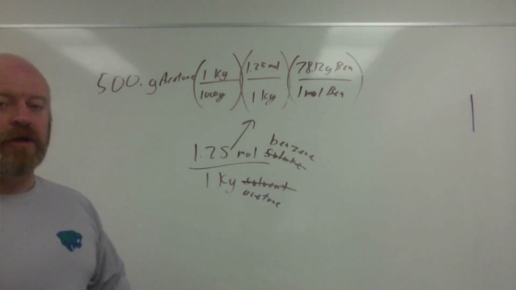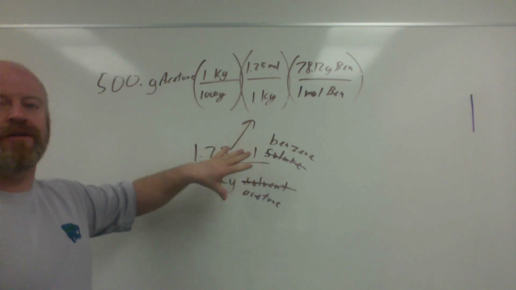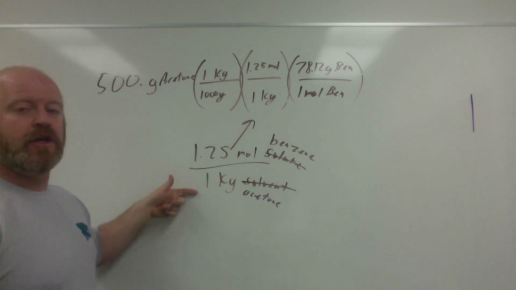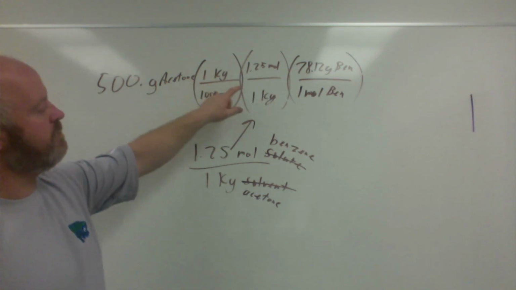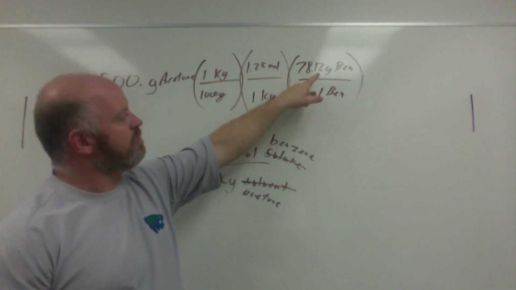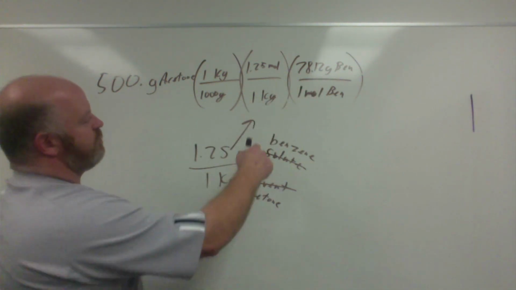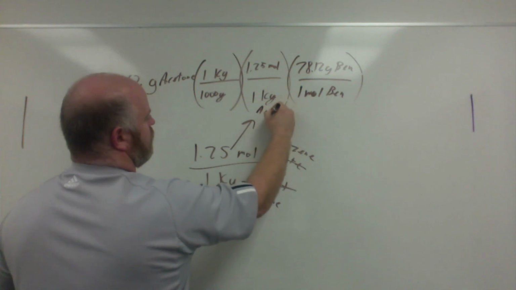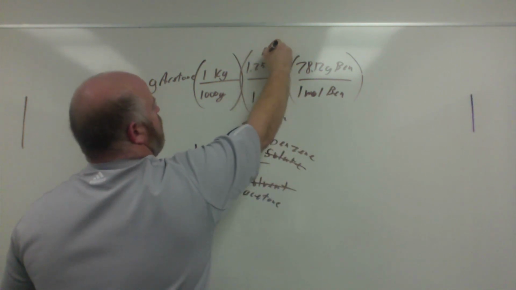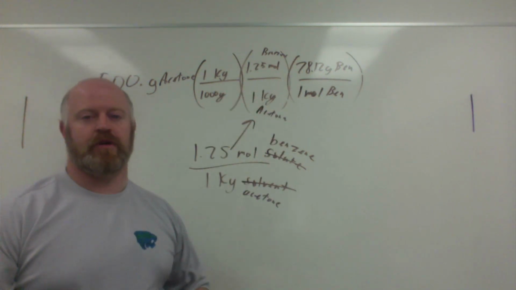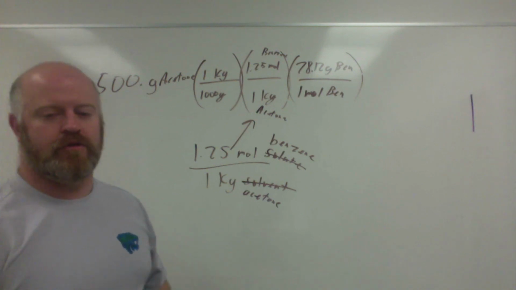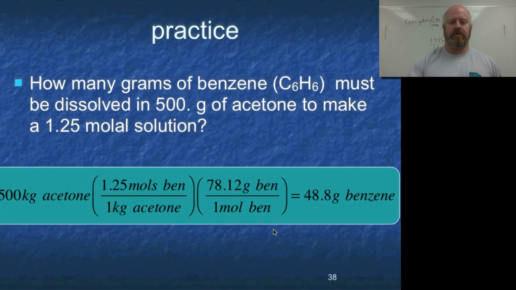Again, molality and molarity are concentrations, they're ratios, so they can be used in our stoichiometry. We have our grams, we converted from grams to kilograms, kilograms to moles, and then moles back to grams, because we can make that switch between our solvent, the acetone, and our solute, benzene, with this step right here. If we do that and come back to the slide, here's our problem, and we get 48.8 grams of benzene. So that's molality.